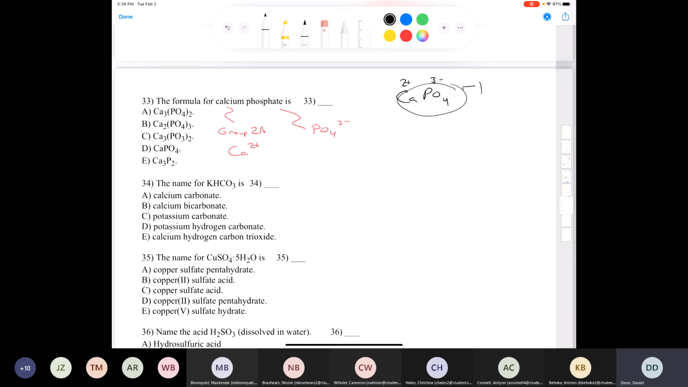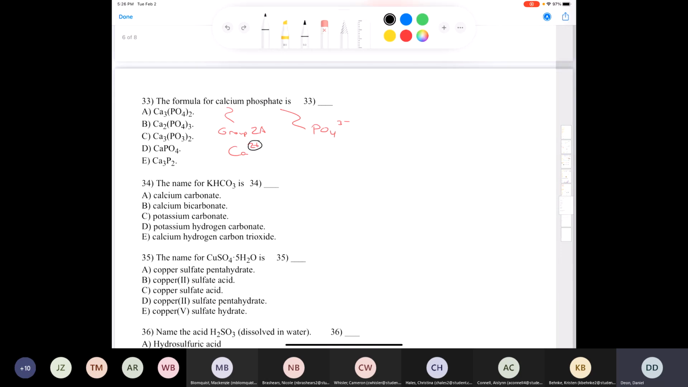Positive 2 plus -3 gives you -1, and I need to work it out so that I have no charge. So let's delete all that. That's just wrong. Okay? So what factor could I multiply the 2 plus and the 3 minus by so that I'd end up with two numbers that are going to cancel each other out?